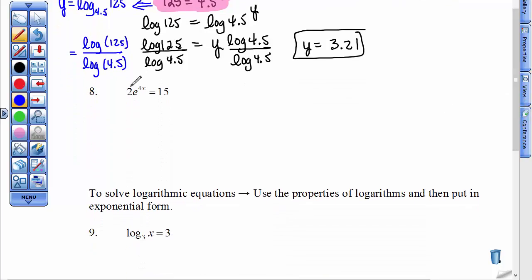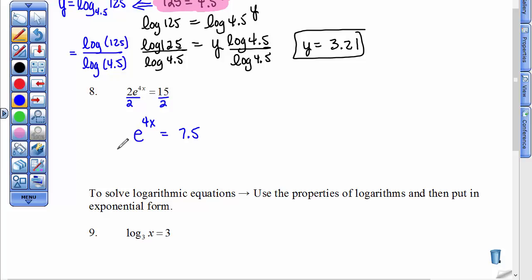And so I might even do this one that way, but I must tell you that you need to divide by 2. You can't take that 2 and put it over here with the 4x. This is not a logarithm. That only works with logarithms. So now you have e to the 4x power equals 7.5.